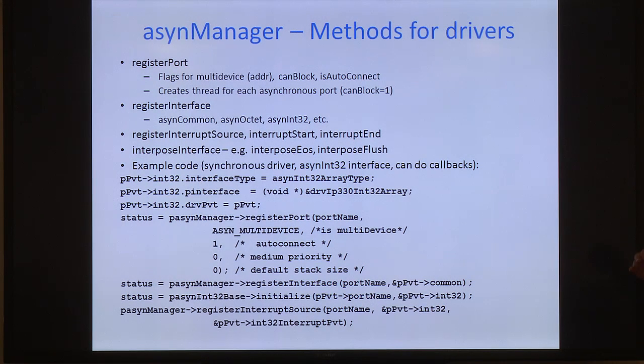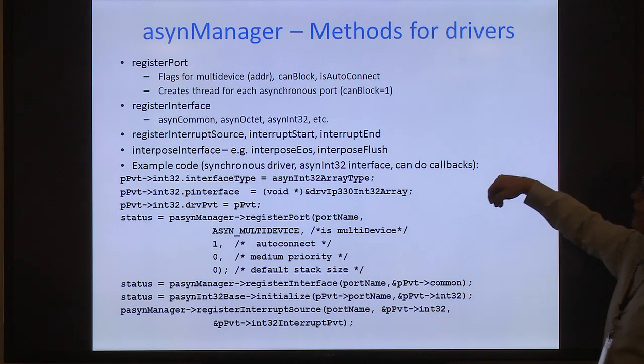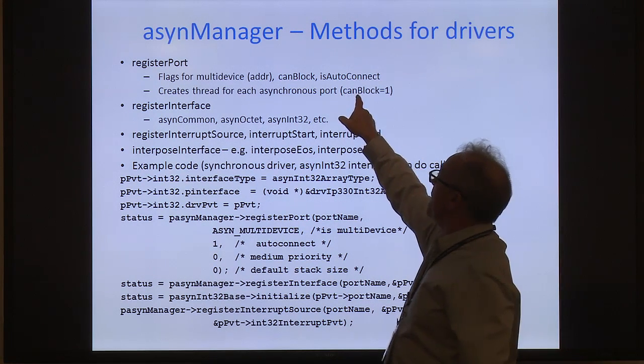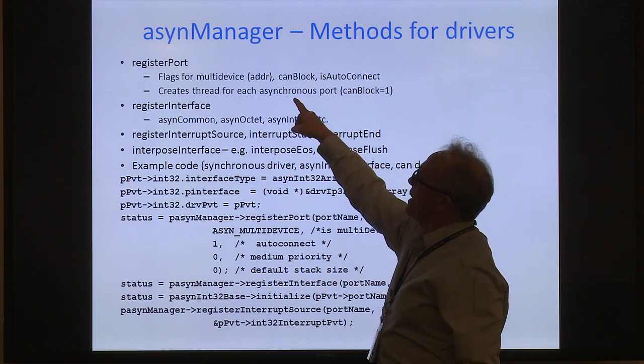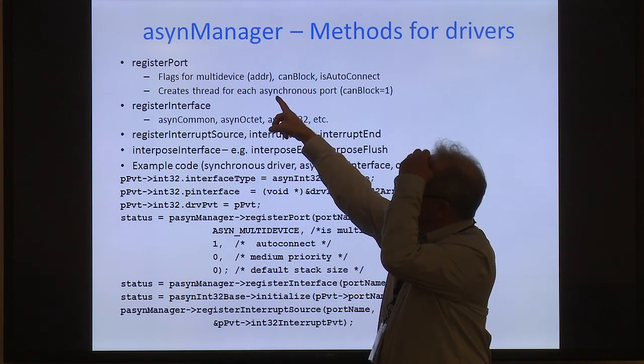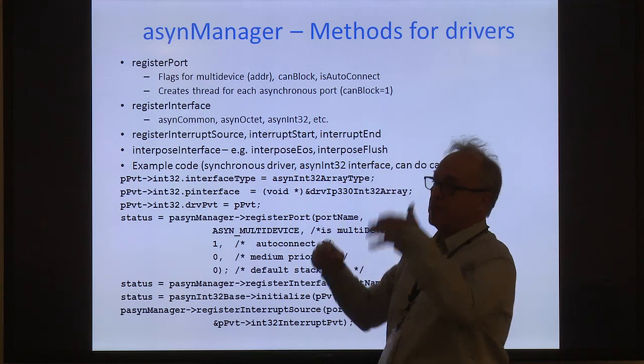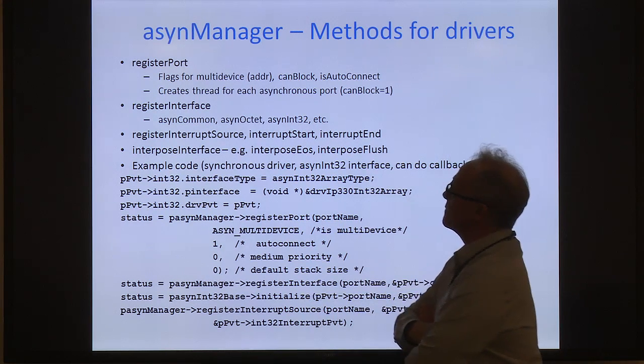But there might be some times when you want to disable that, and you can do that dynamically. This is the initial state when the port is created, but you can change whether it's auto-connect or not at runtime. And then if can block was true, then asyn manager will create the thread in which the I/O in that port is going to be done.